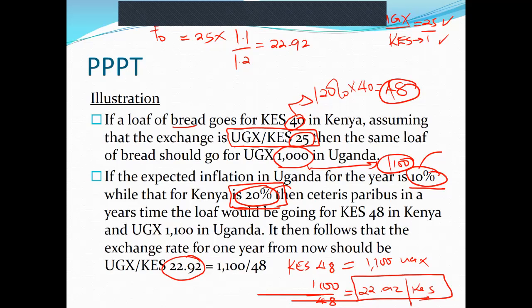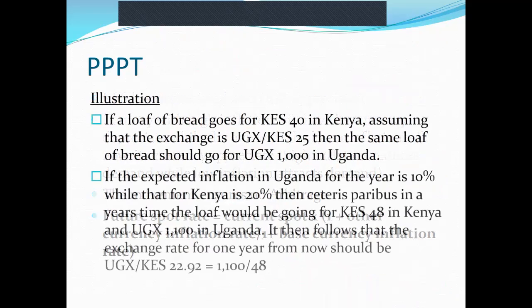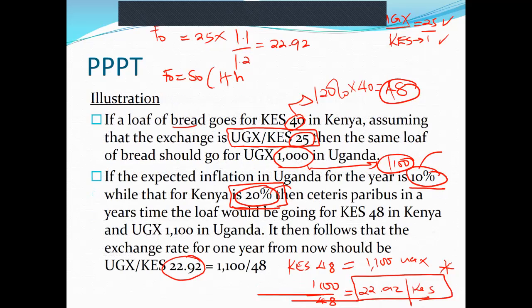That gives the future spot rate, which I think we obtained here already. Therefore we can use the purchasing power parity theory to determine what ought to be the future spot rate. The future spot rate is equal to the current spot rate times 1 plus the inflation in the price currency, divided by 1 plus the inflation experienced in the base currency. This is called the purchasing power parity equation.